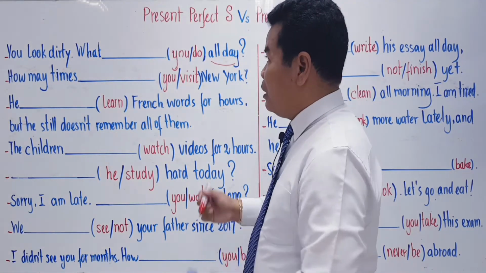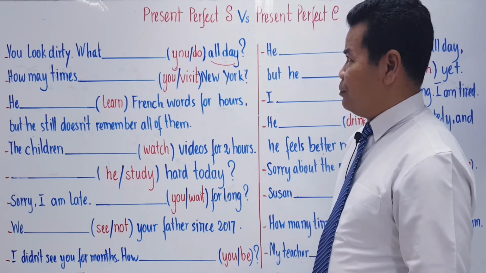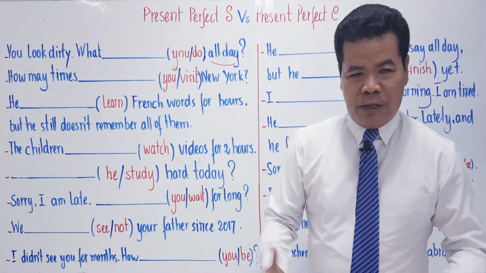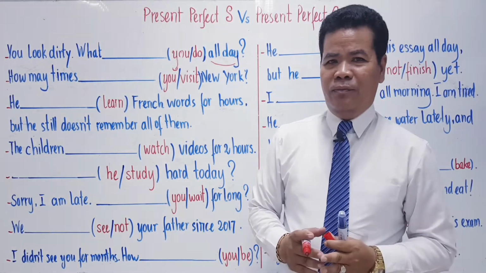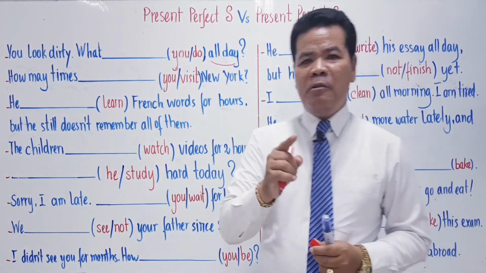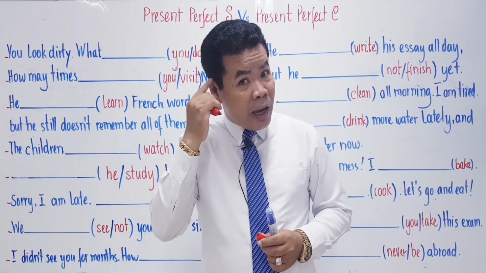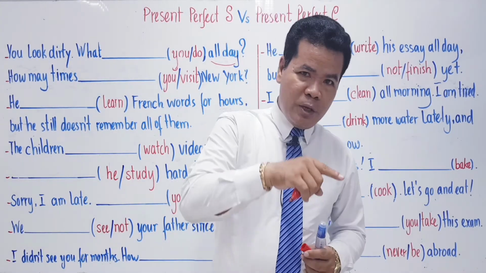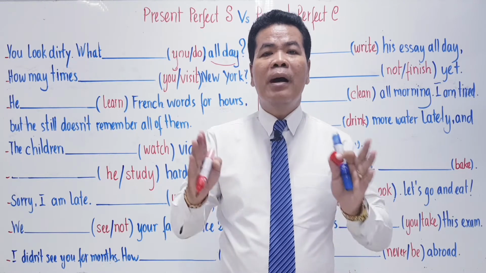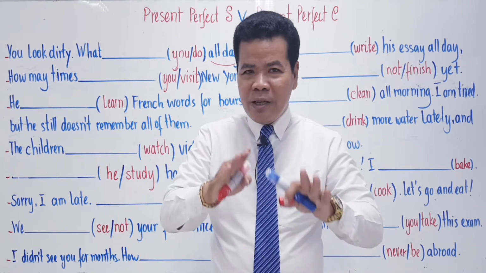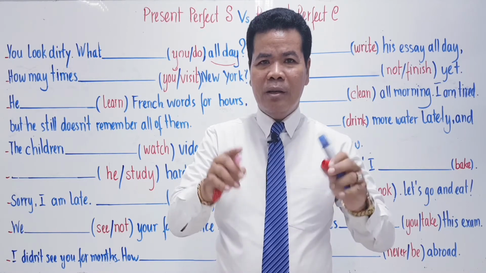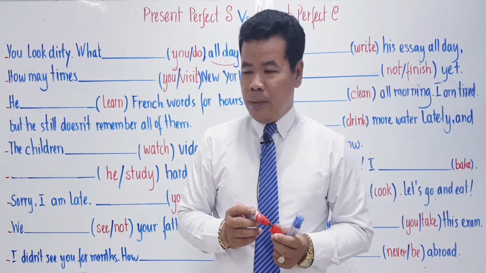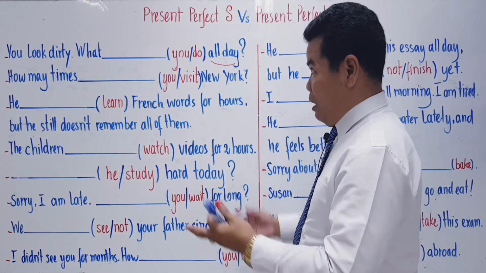Now let's go. "You look dirty. What...?" How do you form the present perfect progressive question? We form the present perfect progressive question by using have or has plus subject plus been plus verb-ing. You don't need to understand the form. You need to remember it. Please memorize it.